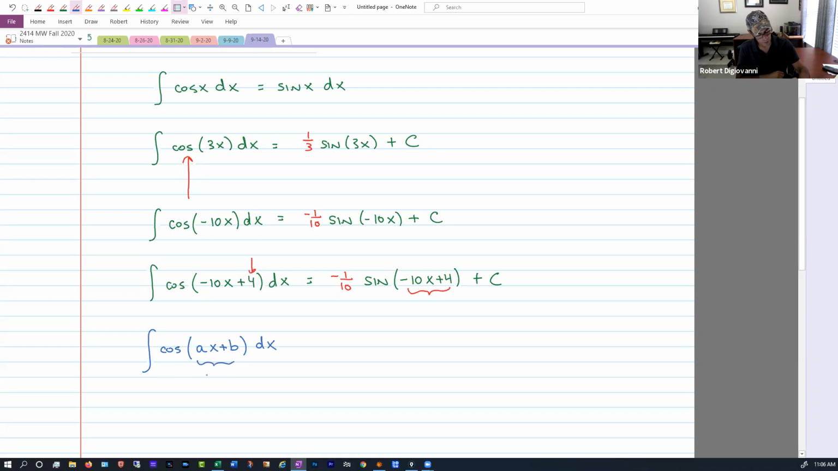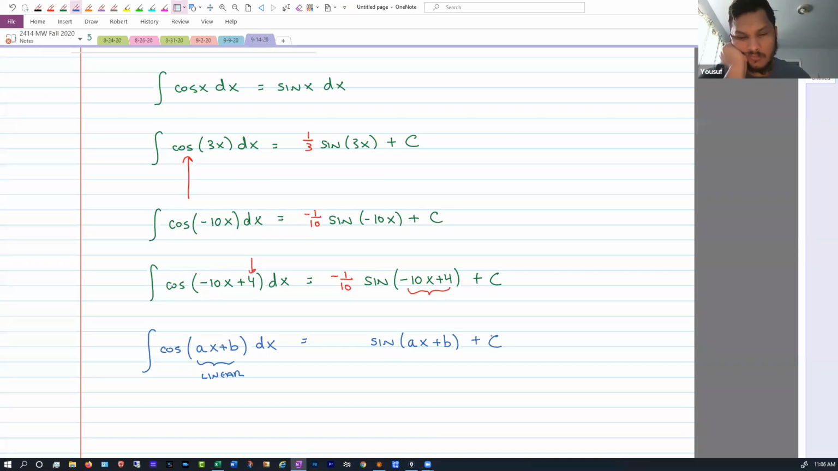So pay attention, this is linear, right? That's a linear expression in x. What I know is that the antiderivative will be sine of that linear expression plus some constant, but then I have to scale it. I have to scale it by what? What do I need out front? 1 over a. 1 over a.